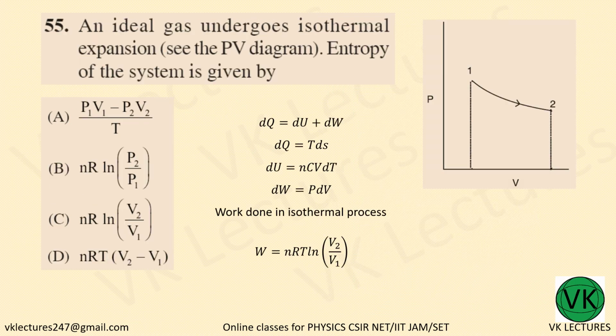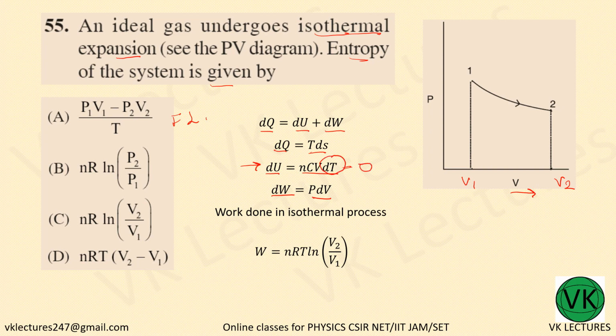An ideal gas undergoes isothermal expansion. The entropy of the system is given. So this is your PV diagram. This is V1 and this is V2. So volume is increasing. Now from first law of thermodynamics, dq equal to du plus dw, and what is dq? dq is TdS, du is n Cv dT, and dw is pdv. Now since it is isothermal expansion, isothermal process, your change in internal energy equal to 0, because change in temperature equal to 0.